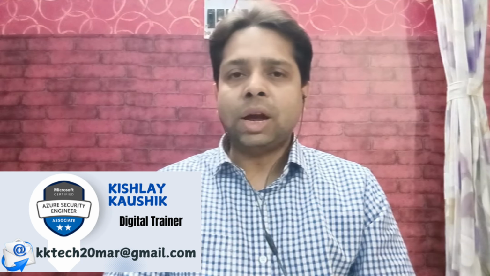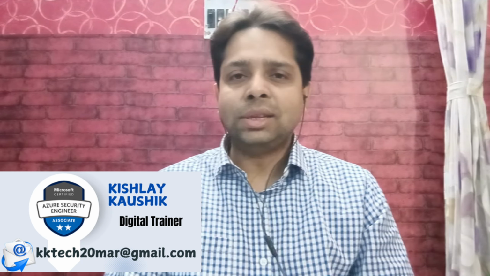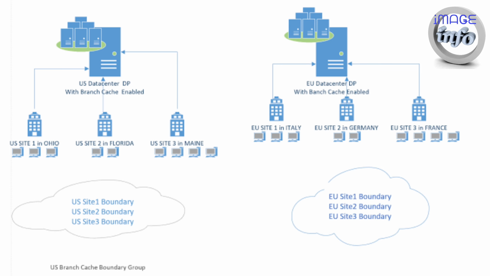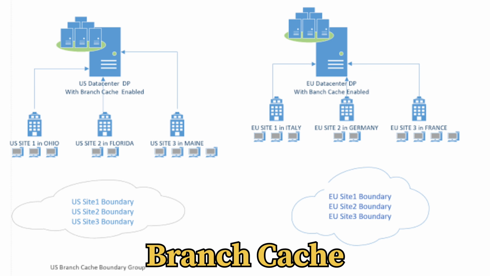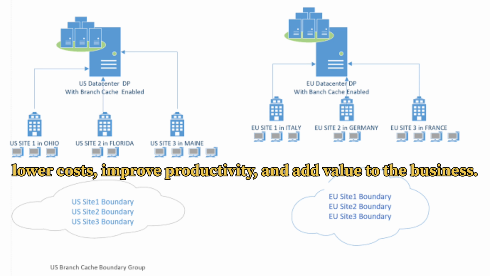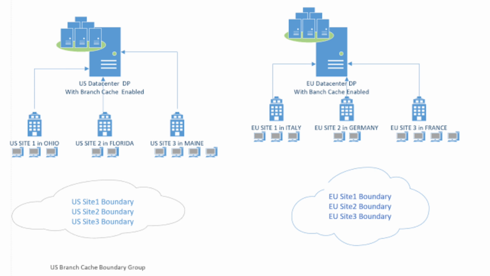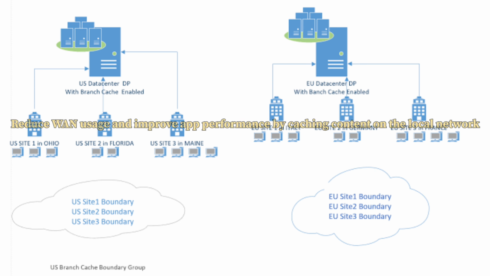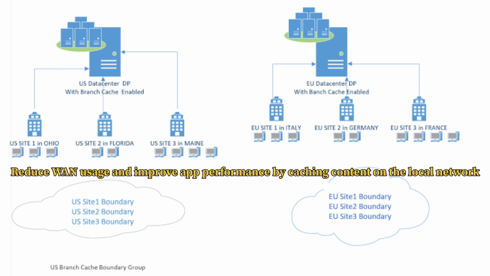Do you know what is branch cache and peer cache in SCCM? Let us discuss this in today's video. In the current IT world, organizations are looking for lower operating expenses that can directly lower costs, improve productivity, and add value to their business. So, branch cache and peer cache reduce WAN usage and improve application performance by caching content on the local network.